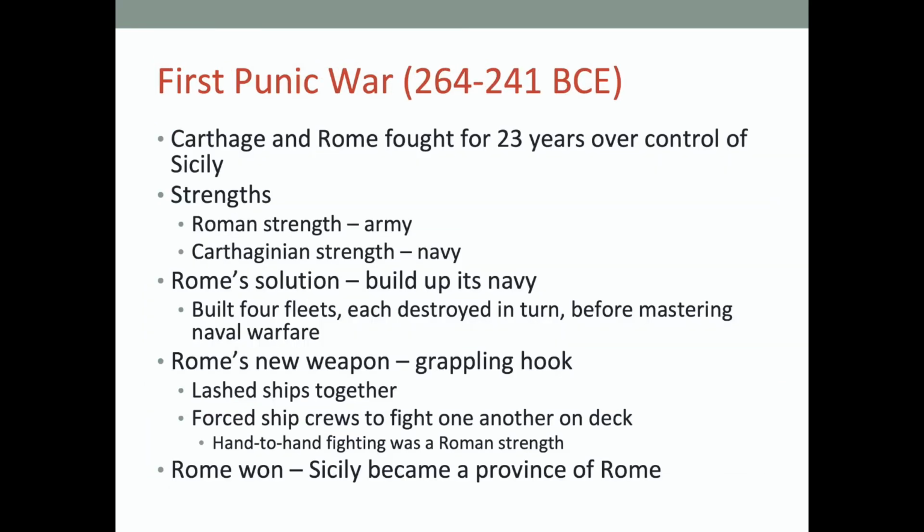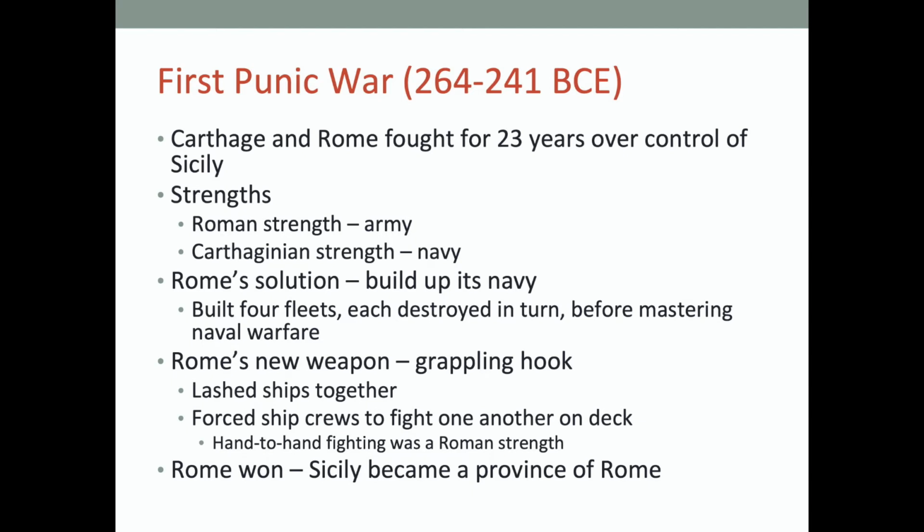So about the First Punic War. Carthage and Rome fought for 23 years over the control of Sicily. That's the island next to Italy that forms the boot, the soccer ball if you think of Italy as a boot, kicking a soccer ball. What were the relative strengths of each side? So the Romans had a really, really strong army, right? We know Romans had legions and this very organized military system. They were very good at that. They had everything figured out in that regard.